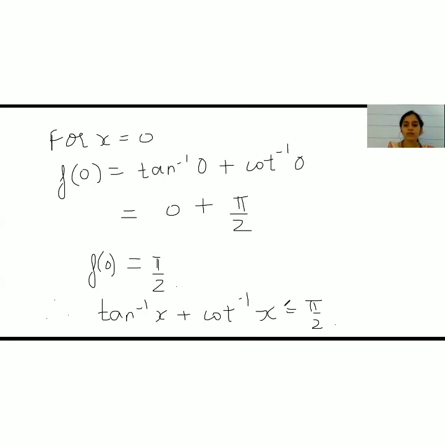So that is the final answer for tan inverse cot inverse. That is exactly what we had to prove, right? So at x equal to 0, I'm getting the answer as a constant value pi by 2. So LHS is equal to RHS, okay?